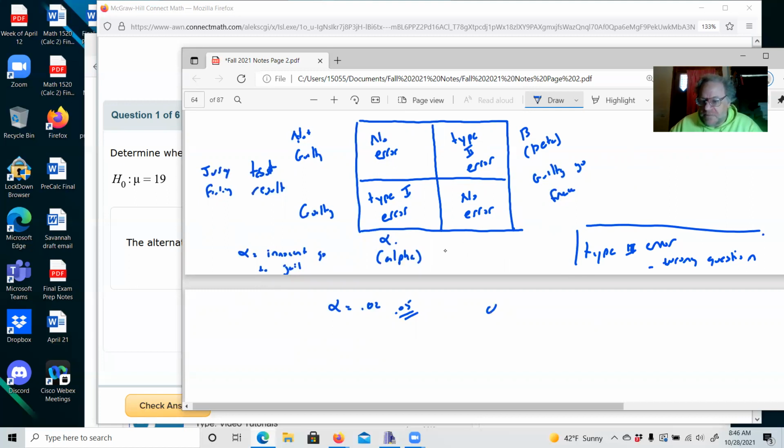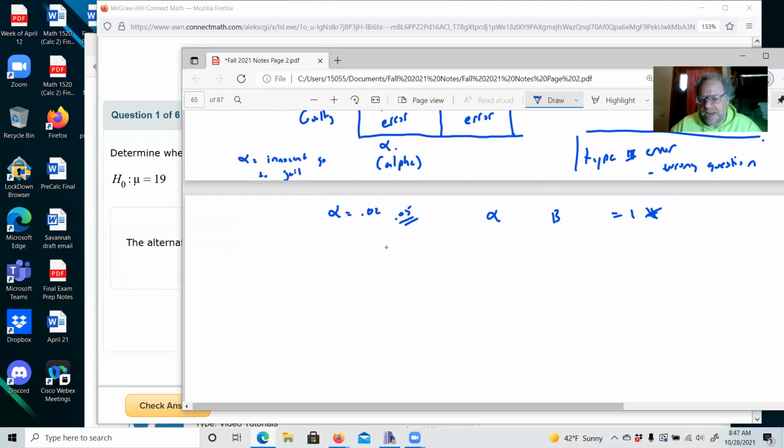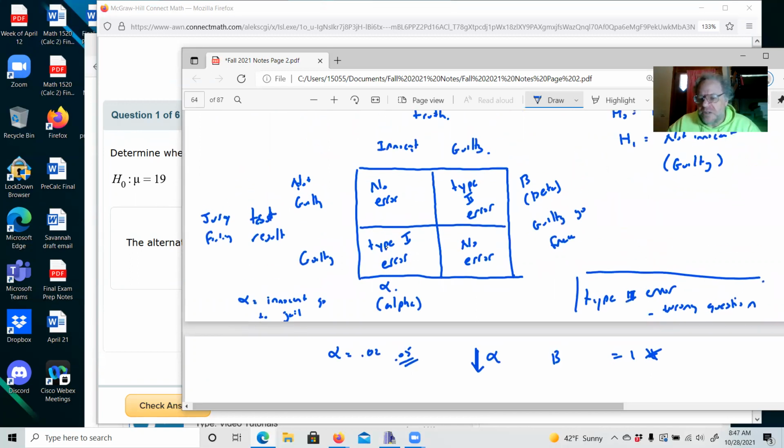There is a relationship between alpha and beta, but it's not like alpha plus beta equals 1 or anything. That's not true. But you think about this. If you say, look, I never want to send an innocent person to jail, I never want to make a type 1 error, and you clamp way down on it. We're going to crush this error. Well, what you're doing is you're raising the level of evidence really high, right? So I only want a 0.0001 chance of sending somebody to jail.